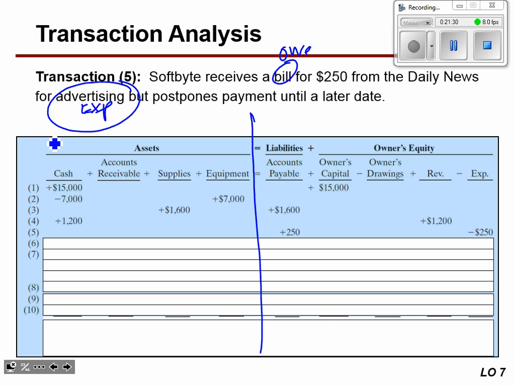I forget if we're going to see this, but we might eventually pay our bill. Read on the transactions. Do we eventually pay our bill to the Daily News? Okay, so then we're going to see this kind of finish out. Why can we get by with a plus and a minus? It's on the same side.